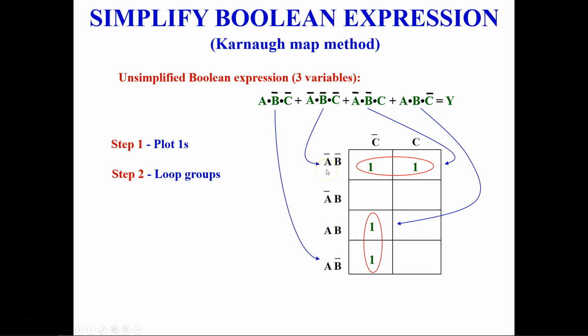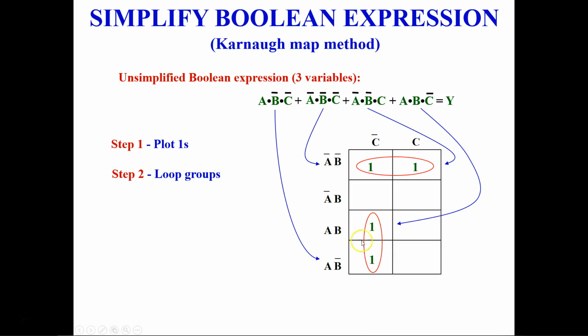Once you loop, what should we look for? We see what is common to this loop. Is C bar C common? No, this is not common. If you see, A bar B bar is common, right? So to this loop, A bar B bar is common. We will take this A bar B bar out, and that will be our first expression, or you can say half of the full Boolean expression.